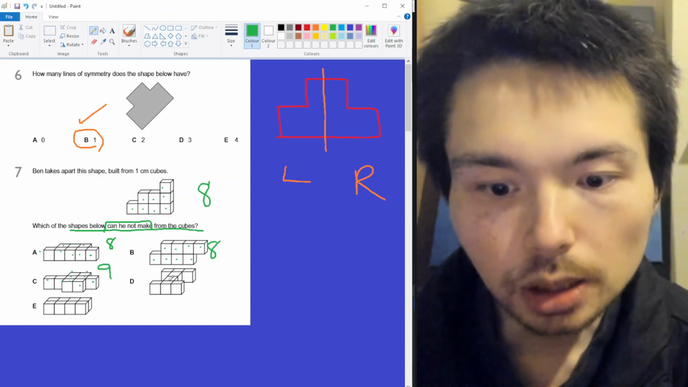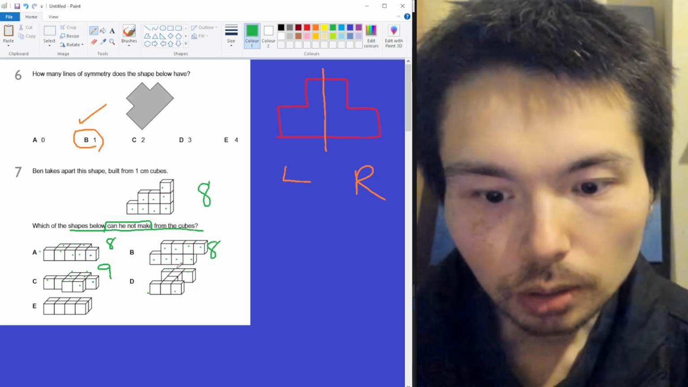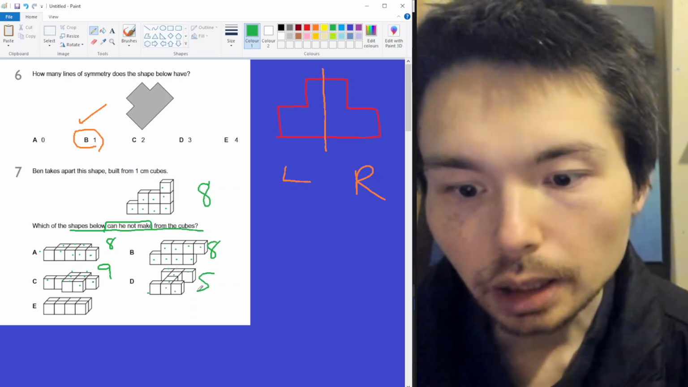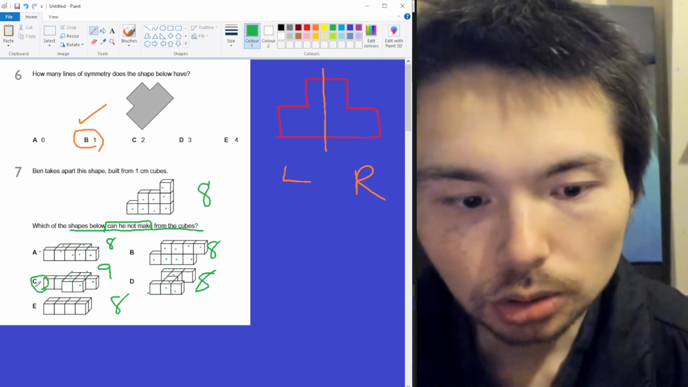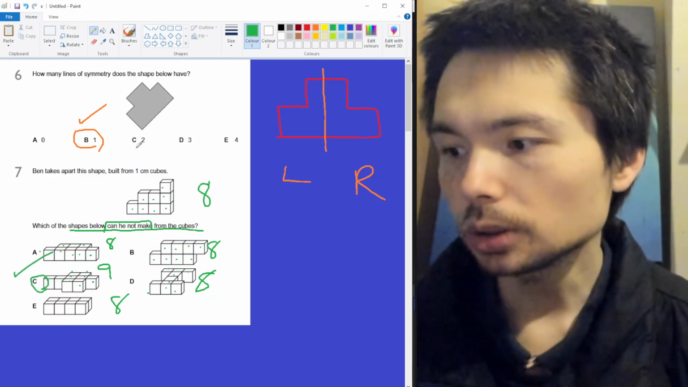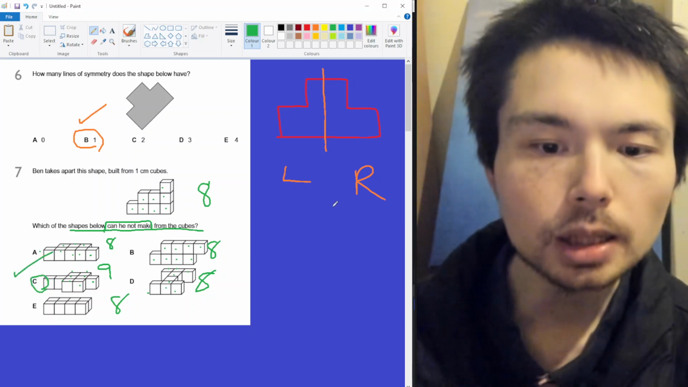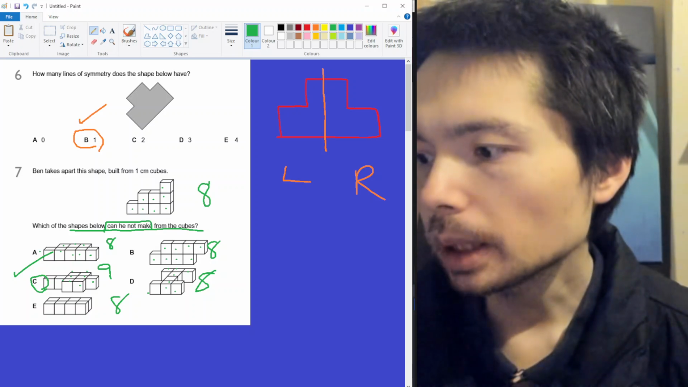Can't make C. D, 2, 4, 6, 8. 8 here as well. So C is the answer. What a strange question, just a counting question. C is the correct answer because you cannot make it.